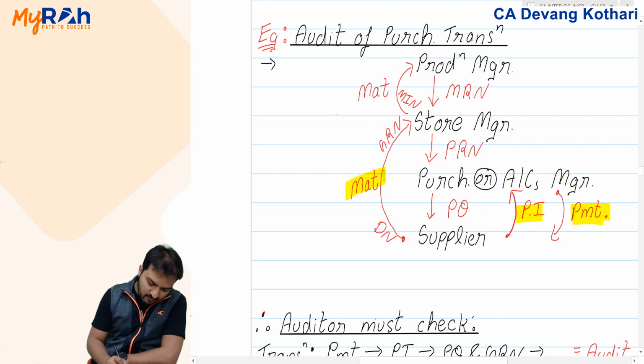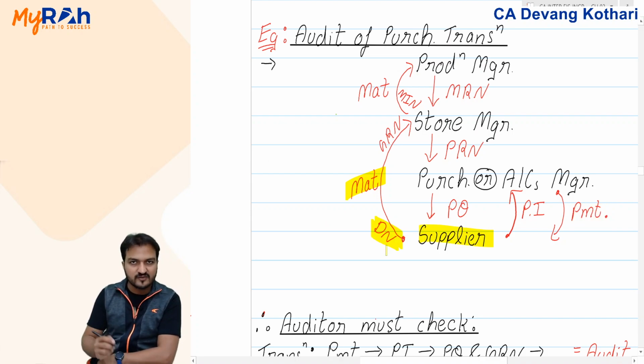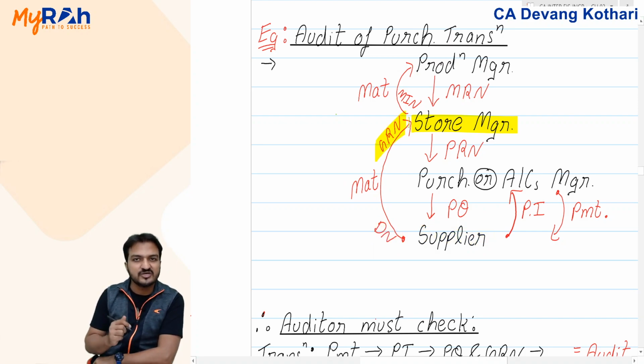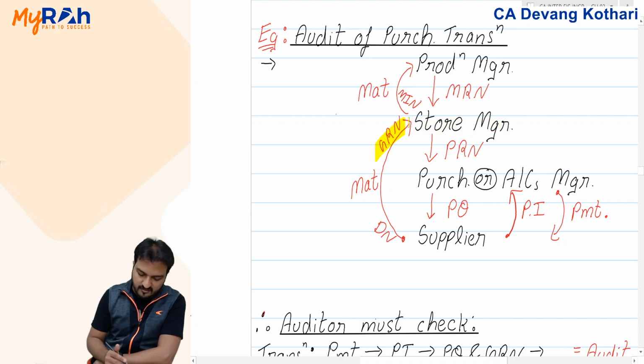At the time of delivering the materials, the supplier will send a delivery note along with the material, and when the store manager receives the material, he will create a goods received note, GRN. These are the various documents involved here.